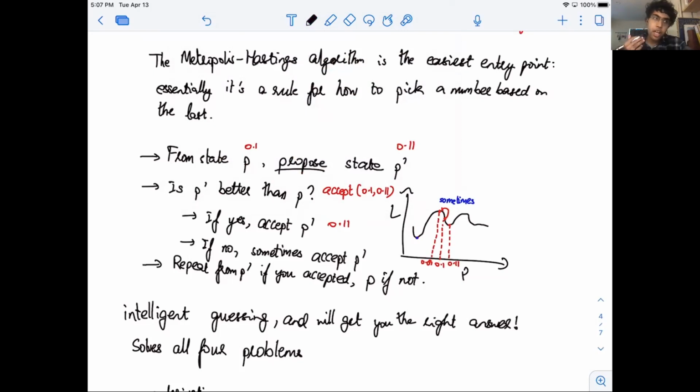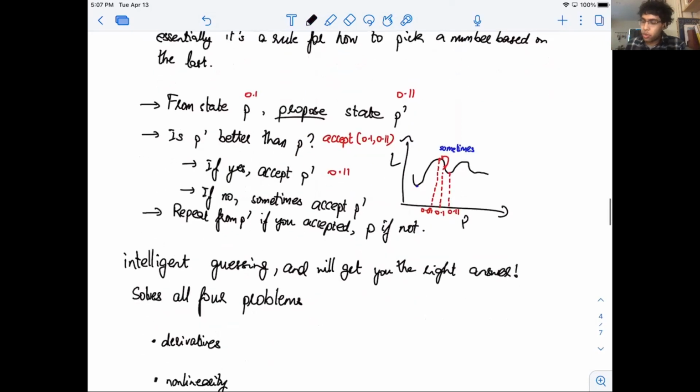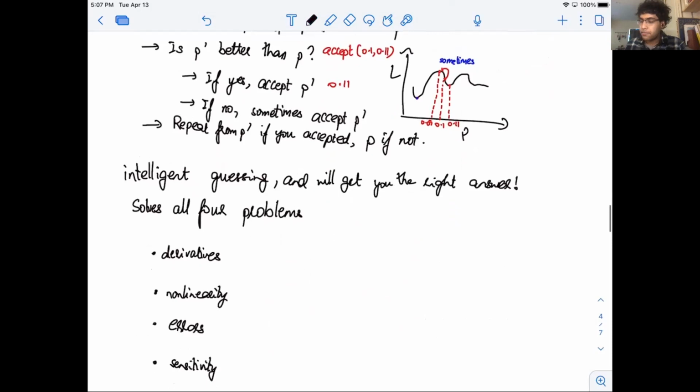Basically, it's like a way of making educated guesses about what's going on. It will get you the right answer. Like I said, there is a way to prove that. I'd love to talk to you about it if you're interested in it. But more importantly, it solves all 4 problems that we had.